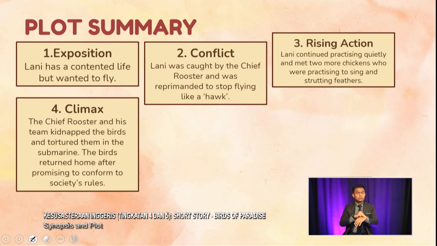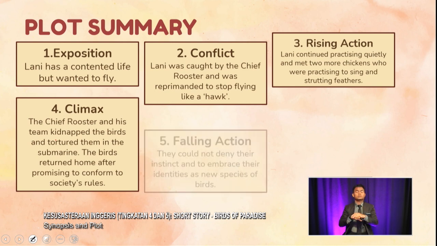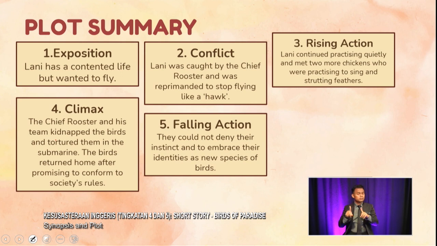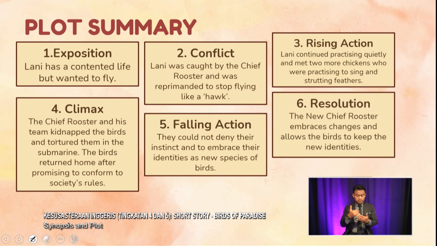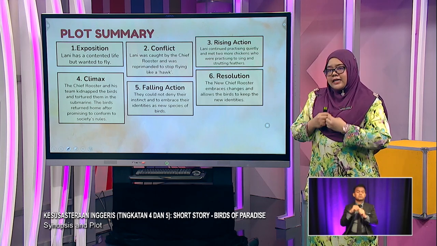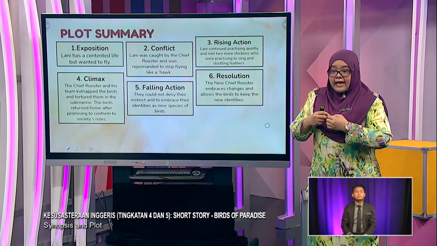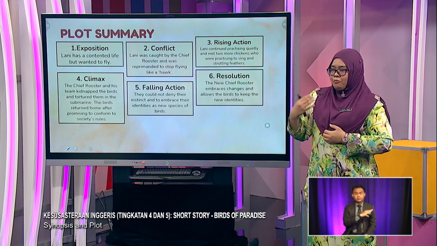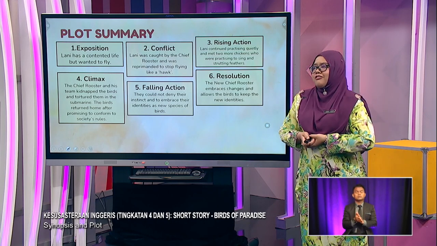She was kidnapped and she was tortured, and then she has to go back and conform to society's rules. However, in the falling action, because there is a new leader, they could not deny their instinct, so they decided it's okay. Let me just be myself and let me embrace my new identity as a new species of birds. And then, last but not least, the happy ending. Because there's a new chief rooster who is open-minded, he's not conforming himself to the conservative values too much, and he allows the birds to keep their new identities and to, in a way, be together with all the other birds to create a new kind of citizen.